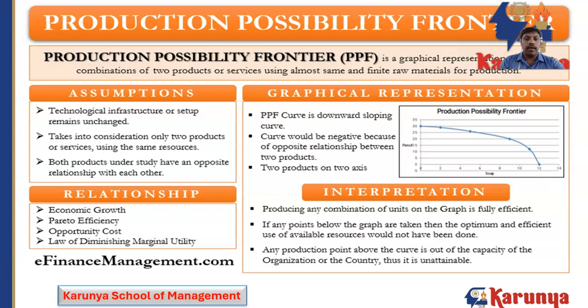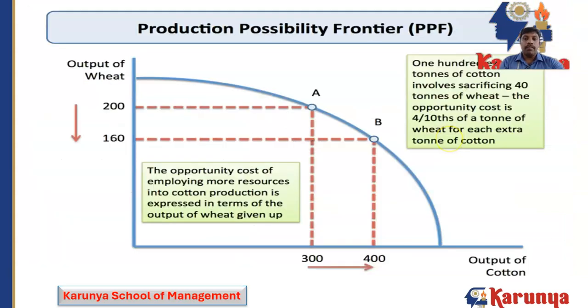So the clear-cut graphical representation is there. And what are the interpretations of the PPF? Producing any combination of units on the graph is fully efficient. That is the PPF, the frontier line. If any points below the graph are taken, then optimum and efficient use of available resources has not been done. Any production point above the curve is out of the capacity of the organization or the country, thus it is unattainable. So look at this graph. This is the production possibility graph. Along the x-axis, we are studying the output of cotton in tons, and along the y-axis, we are studying the output of wheat.